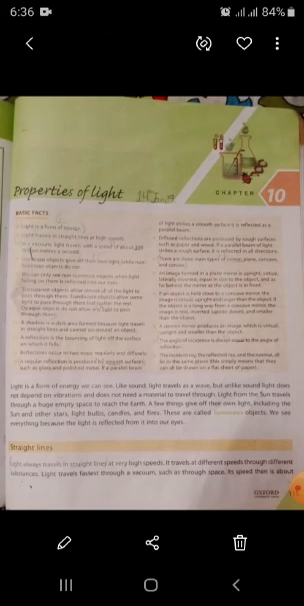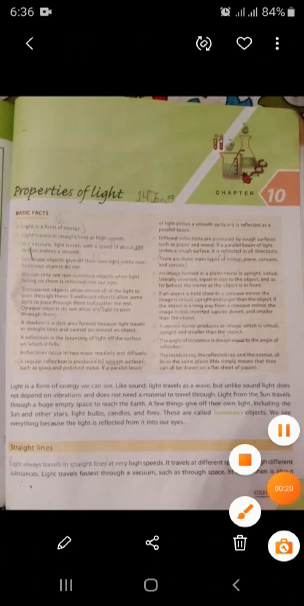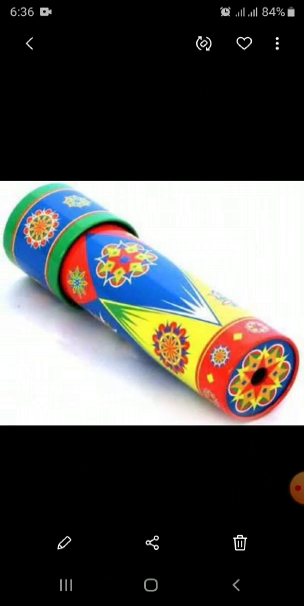As you all know, we have started the new chapter about properties of light, chapter number 10, page number 115. In the previous lecture we discussed light, properties of light and mirrors. So today our next topic is about multiple images. In this topic we will discuss the kaleidoscope. And this is a kaleidoscope.